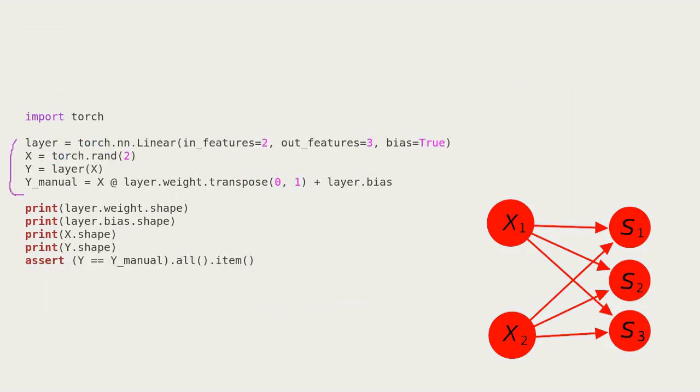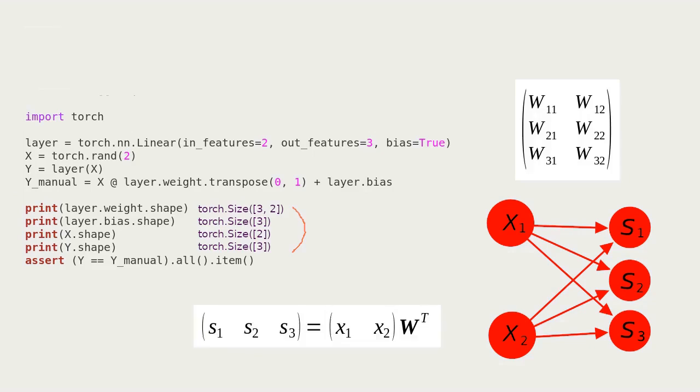PyTorch follows a different convention. After defining a layer, we display the shapes of the weight matrix and bias vector. It's important to note that the weight matrix is transposed before computing the output. This highlights the difference in matrix convention between TensorFlow and PyTorch.